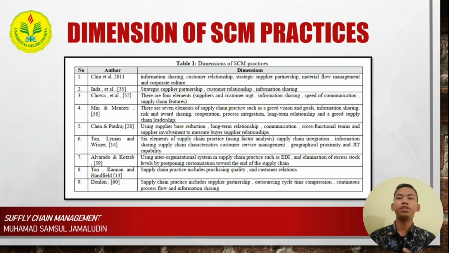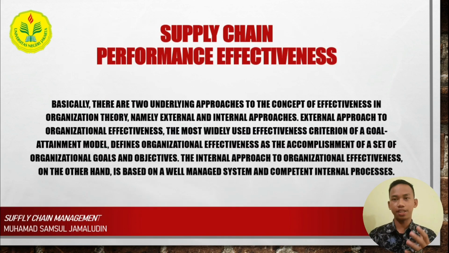downline, which is supply chain practices that include supplier partnership, outsourcing, cycle time compression, continuous process flow, and information sharing.